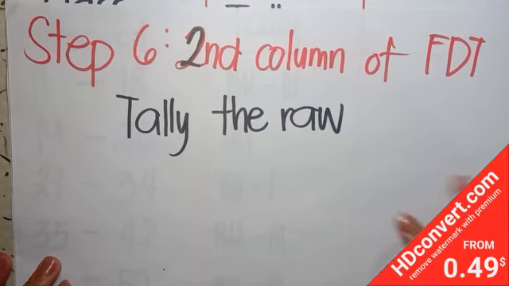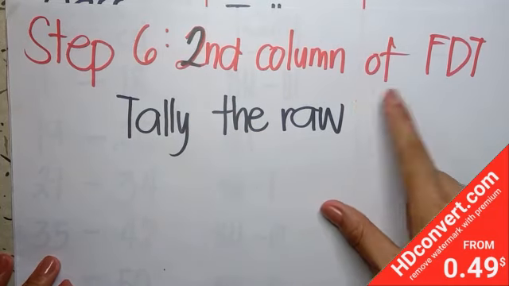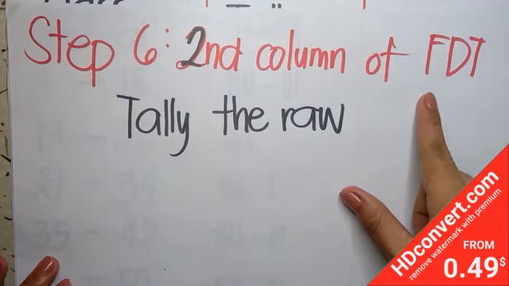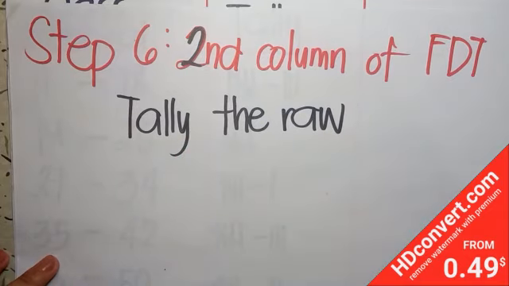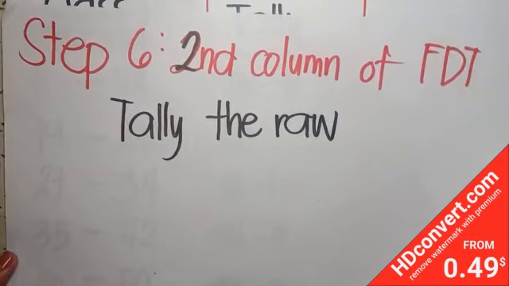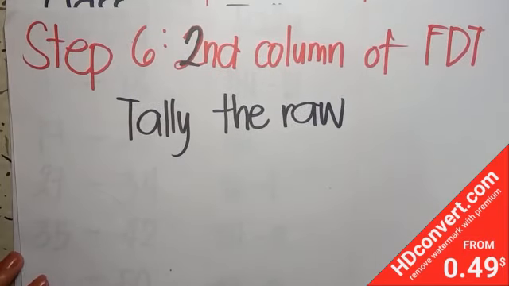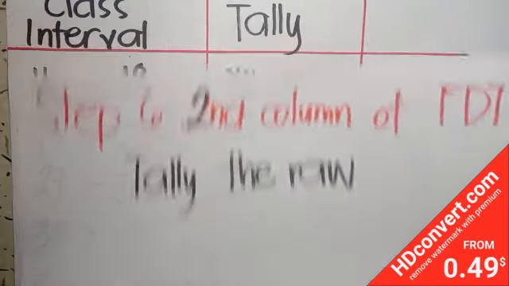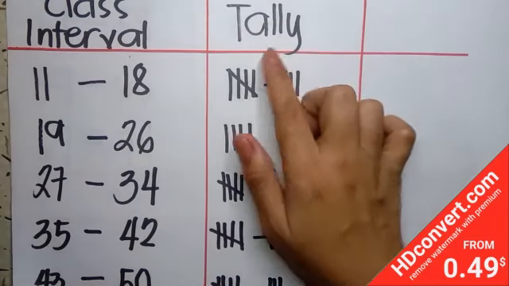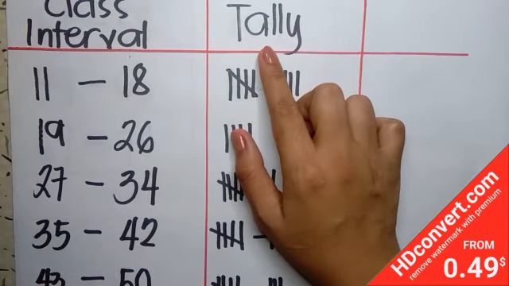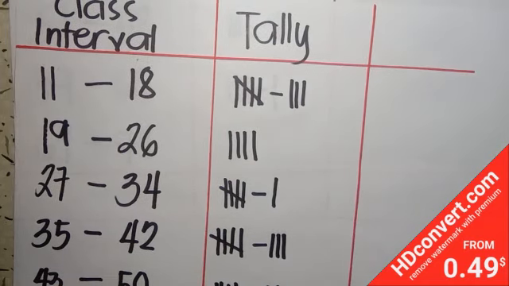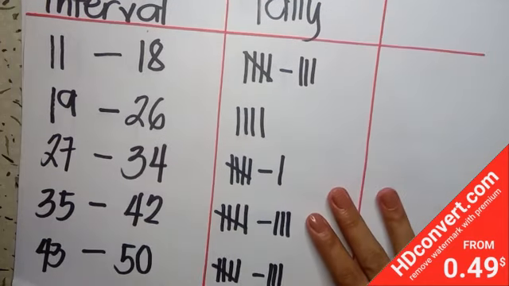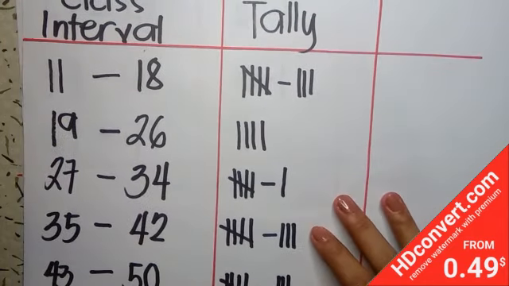Next step ay yung ilalagay natin sa second column ng FDT. So, ang ilalagay natin doon ay yung tally. So, itatally natin yung mga given data. So, let's go to the table. So, yan. So, ito na yung tally natin. So, paano ba tayo magtatally? So, kung natatandaan nyo, dun sa step 1 natin, inayos natin yung data natin ng ascending order. So, yun yung gagamitin natin.